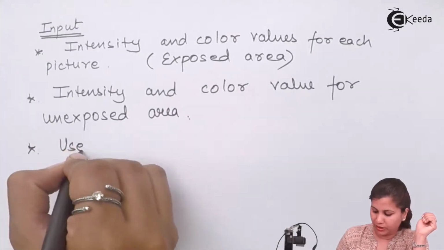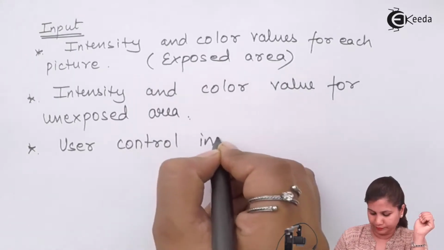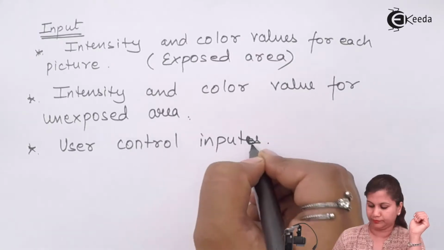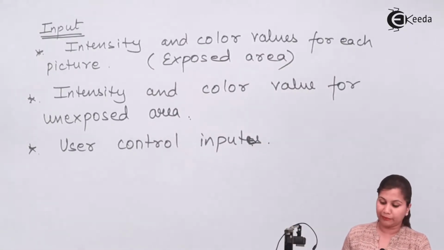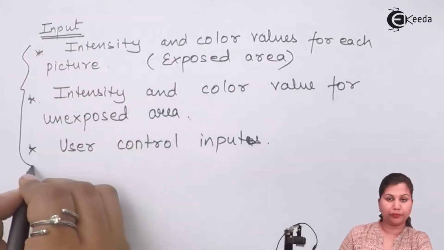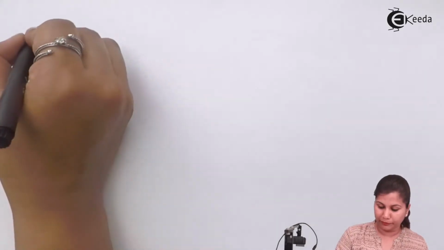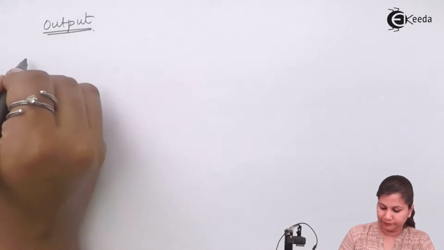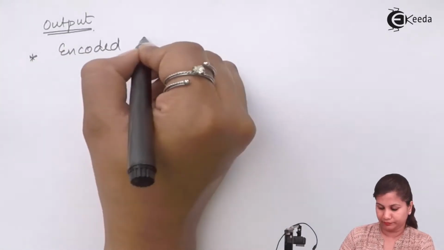Then user control inputs. So for every picture taken by the digital camera, we will have these inputs. Now in response to these inputs, the digital camera will produce the output, and the output will be the encoded file for every picture.